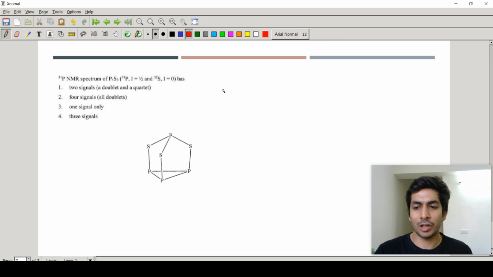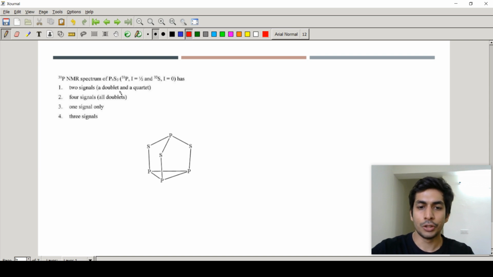This is basically from inorganic spectroscopy, but you can still do it. It's very simple and easy to understand. So in the 31P NMR spectrum of P4S3, the structure was not given to us. I've drawn the structure over here for convenience. It is given that 31P has a spin of half, whereas sulfur does not have any spin value. So sulfur is NMR inactive, and you have to tell in the 31P NMR spectrum how many signals you will obtain, and what will be the splitting pattern. So this is very simple.